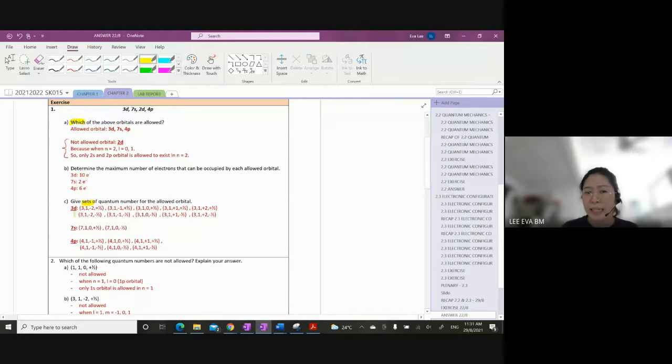For 3D, n value equals 3, L equals, I think 2, 3D over here, something is wrong, yeah?